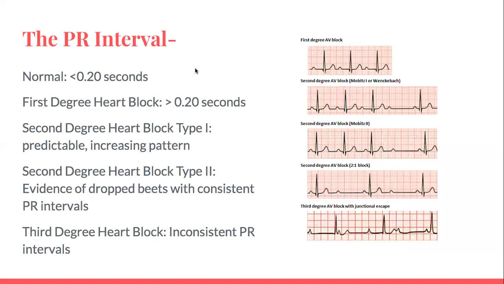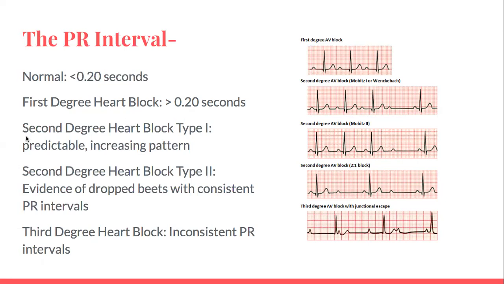Next, we look at the PR interval. As I said, normal is less than 0.2 seconds or 5 of the little boxes. So 1 box that size. When the PR interval is longer than 0.2 seconds, then we have a heart block. A first-degree heart block is when that PR interval is greater than 0.2 seconds.